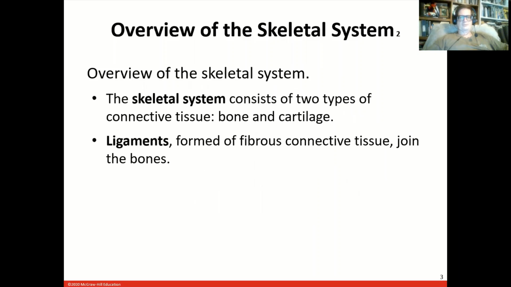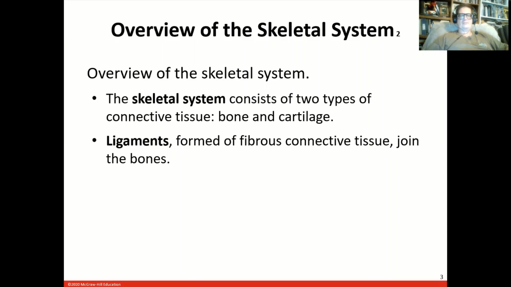Anyway, so let's move on. The skeletal system has two things, bone and cartilage. We might as well point out that it starts out as cartilage that is then replaced by bone as a baby is growing in the womb.